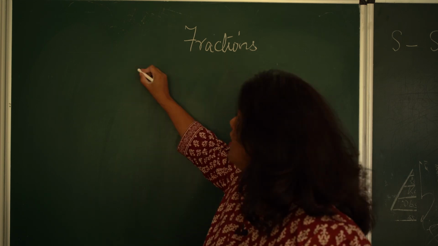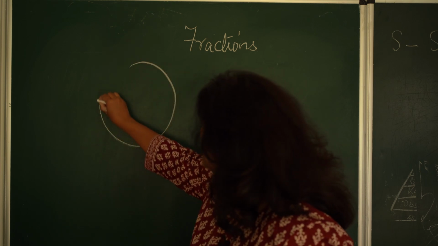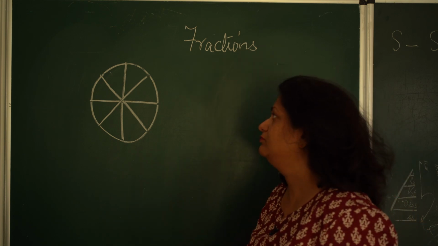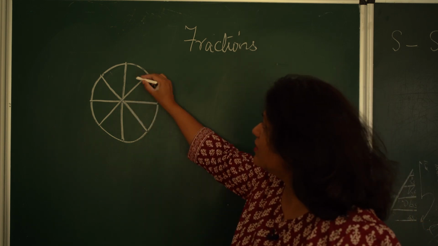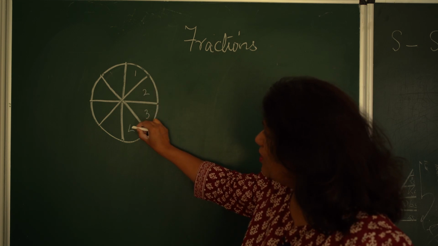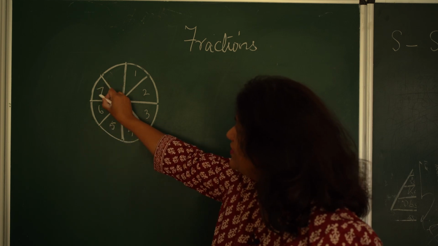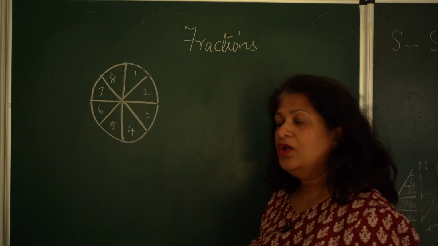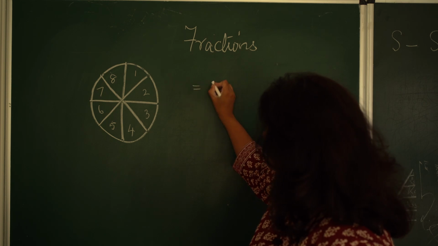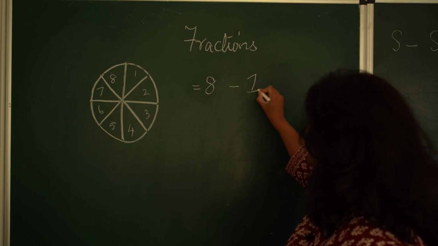So let's go. With fractions, we have a cake. Let's divide the cake into pieces now. If you notice, how many pieces do we have in total? Let's start counting: 1, 2, 3, 4, 5, 6, 7, 8. Total number of pieces, and this is equal to your one cake.